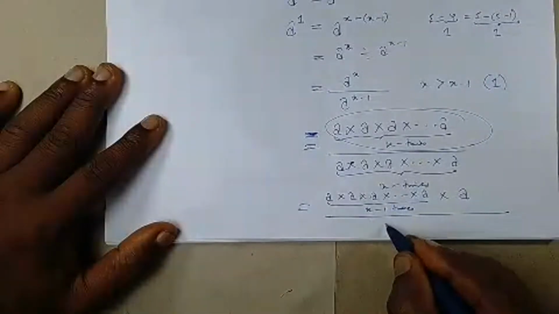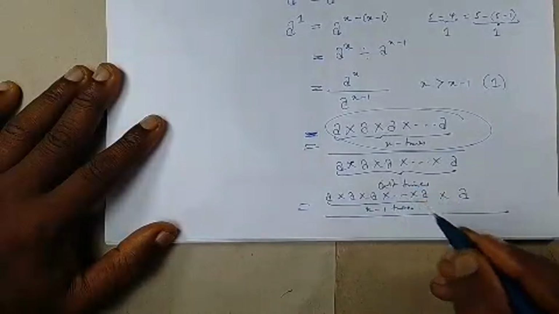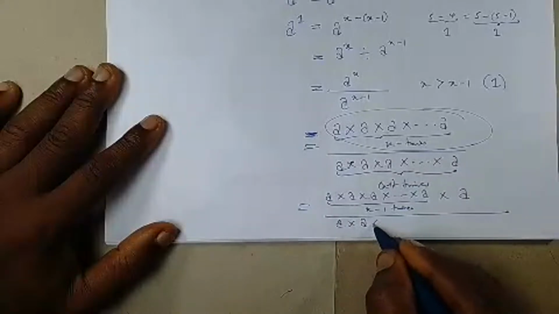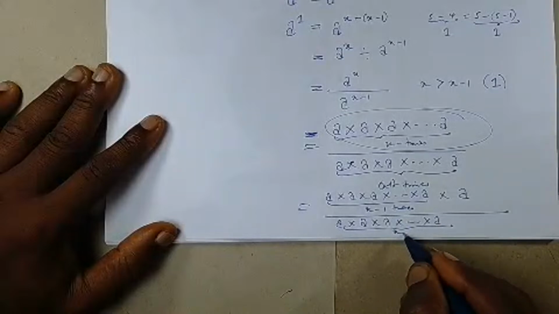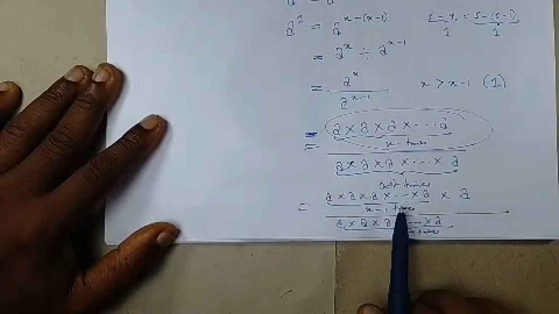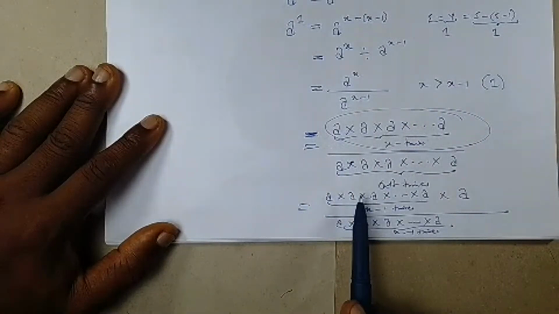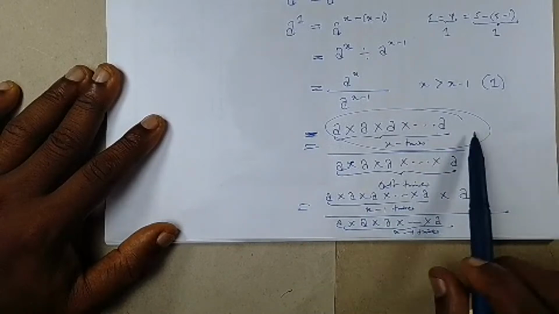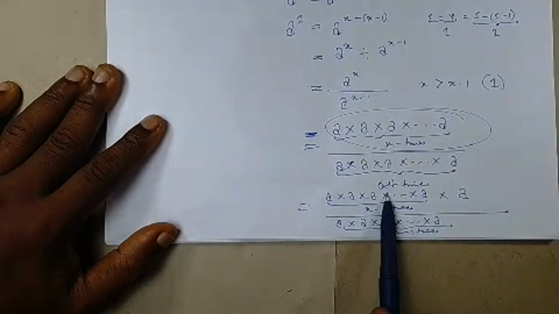Then all over, I'm going to have here, this in the denominator should be x minus 1, sorry. So I'm going to have in the denominator a times a times a times ellipsis a, x minus 1 times, okay. So what I have done in the numerator is to separate the x a's into two groups, x minus 1a and 1a. Take note, x is greater than x minus 1 just by 1a. So that is what I have done here.